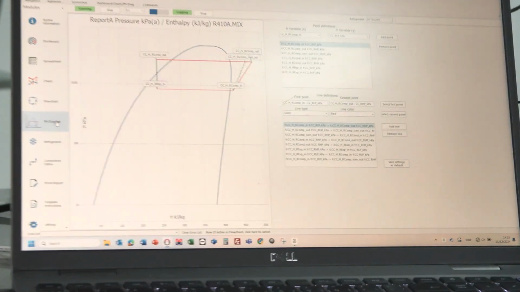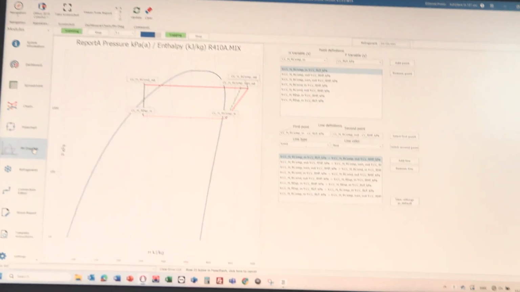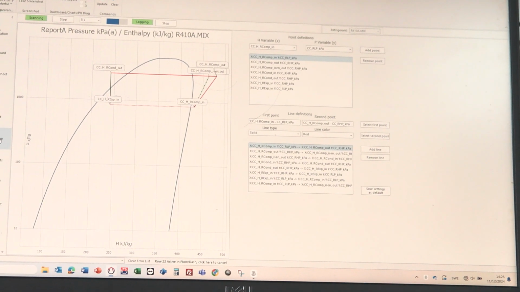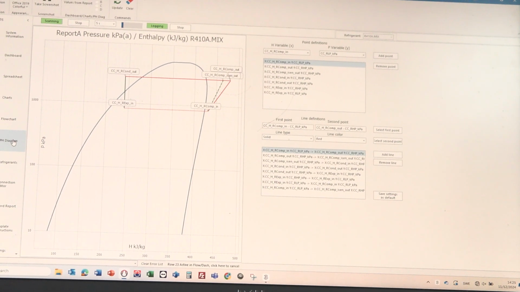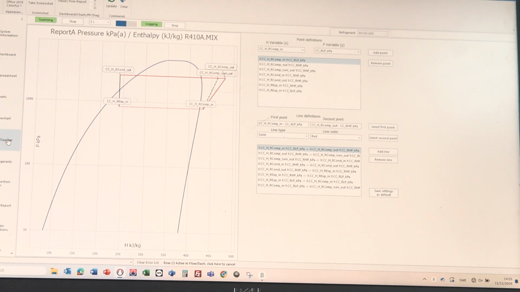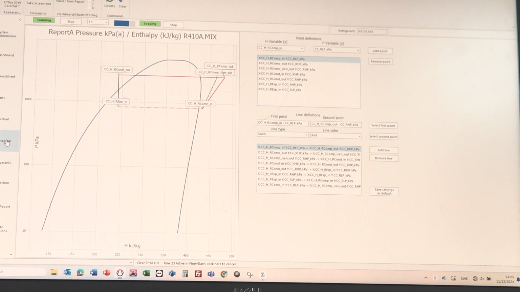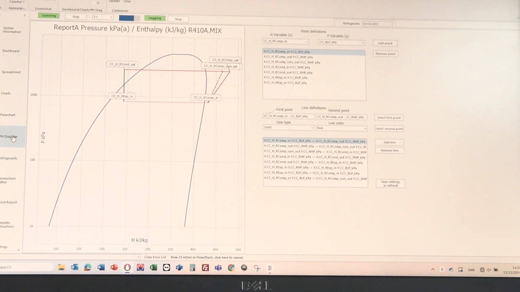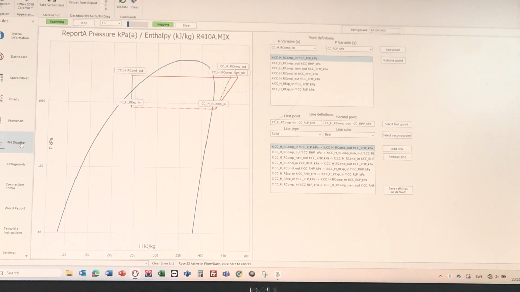And you can also, if you want to, see it this way, because a lot of people are used to seeing it. To me, this doesn't tell you so much. You want to see that you have subcool and that you have superheat. But otherwise, the dashboard is much more valuable.